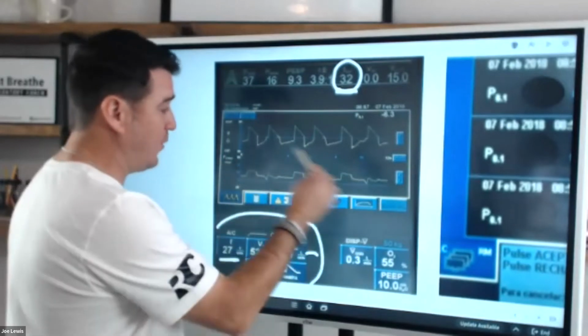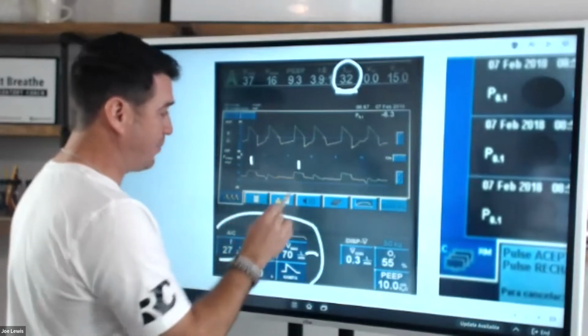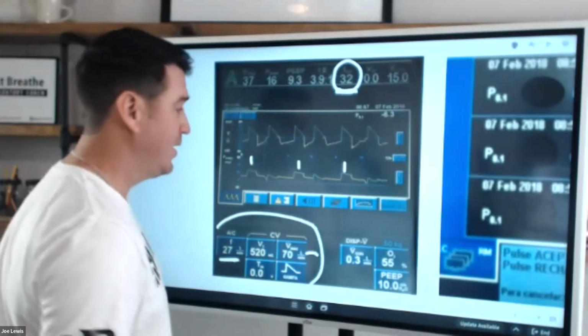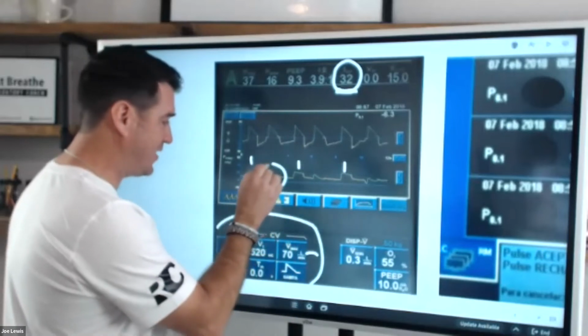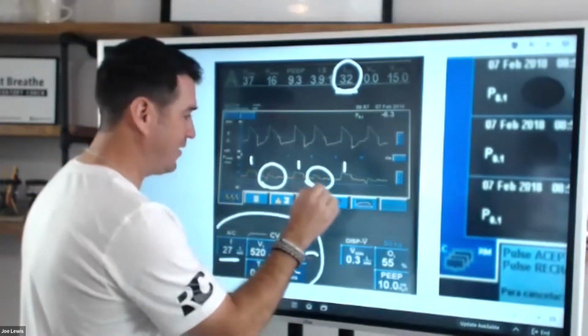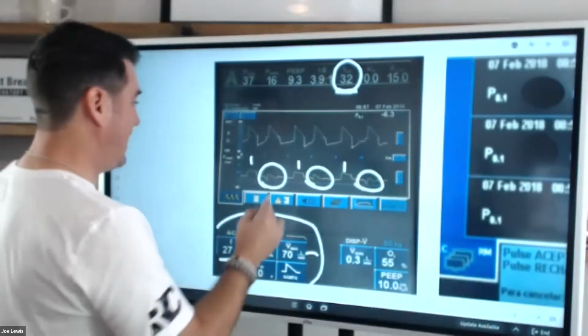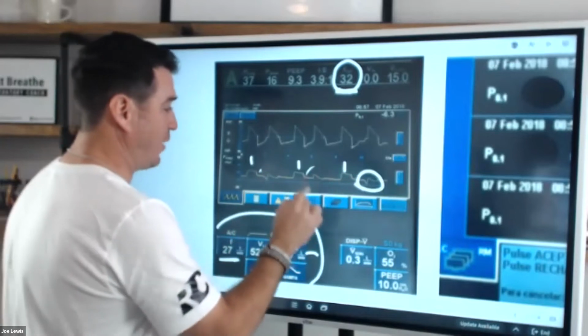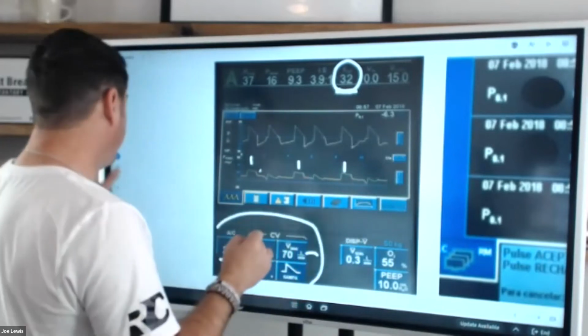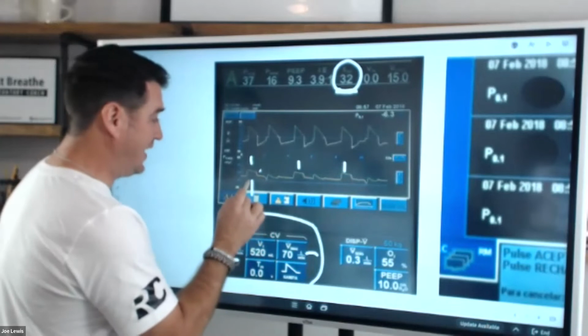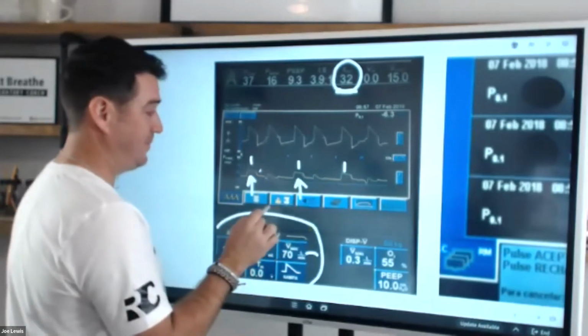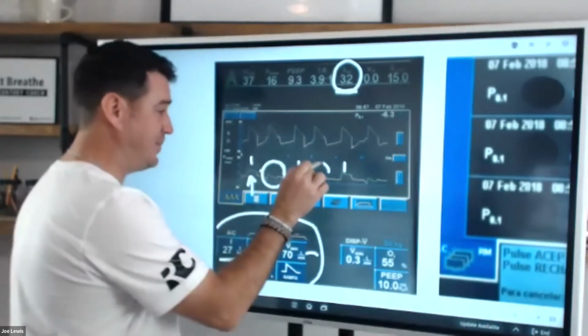You look at your pressure waveforms and we see a breath here and a breath here and a breath here. But we also see breaths here, here, and here. Now, the interesting thing about this is that these breaths here in the middle look vastly different than the prior breath. And this is where the distress is coming from.